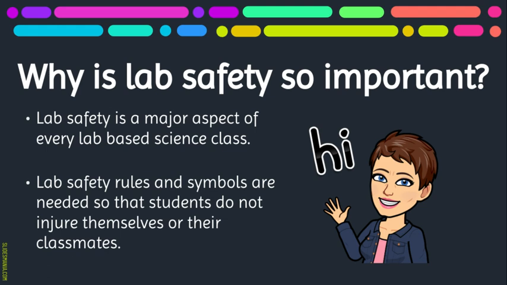Lab safety rules and symbols are needed so that students do not injure themselves or their classmates. Here's how I work it in my class. If I am not confident that you will follow the safety rules and keep yourself and your table mates and your classmates safe, then you won't learn using a lab. You will learn a different way. Ultimately, I'm responsible to make sure that everyone in my class is safe. So if I don't think you can be safe, then I'm not going to give you that opportunity to learn that way. You'll learn a different way.